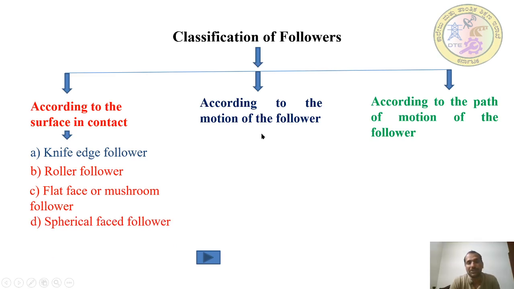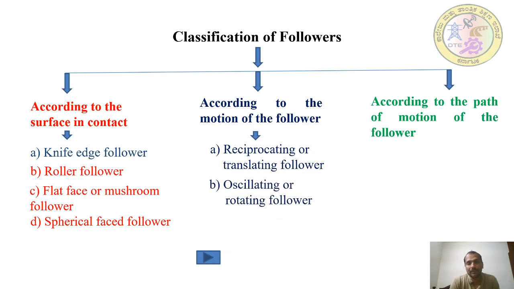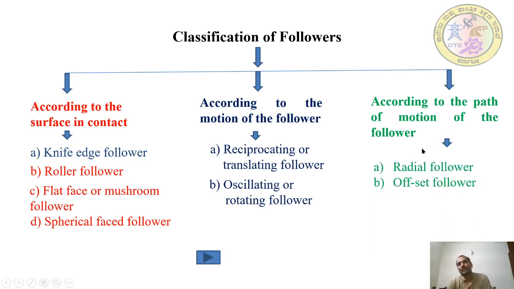According to motion, the followers are classified as reciprocating or translating follower, and second, oscillating or rotating follower. According to the path of the motion, the followers are classified as radial follower and offset follower.